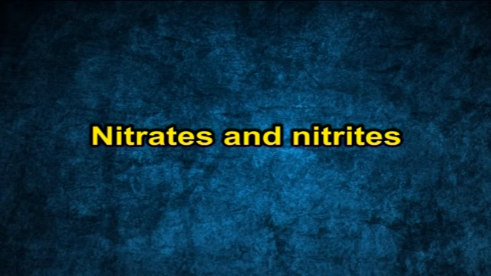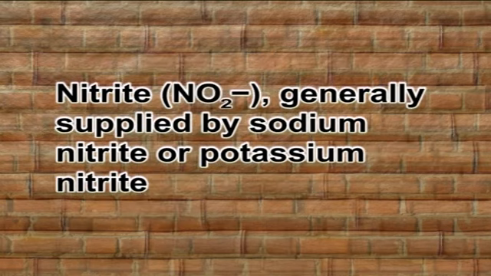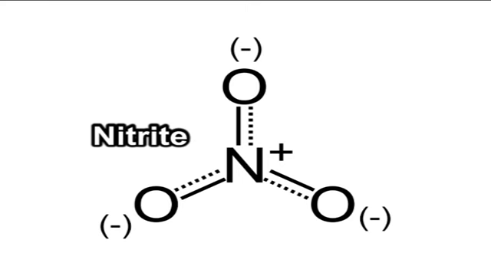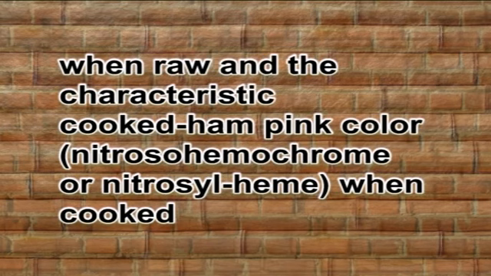Nitrates and nitrites. Nitrates and nitrites not only help kill bacteria, but also produce a characteristic flavor and give meat a pink or red color. Nitrite, which is NO2, is generally supplied by sodium nitrite or potassium nitrite. Nitrite further breaks down in the meat into nitric oxide, which is NO, which then binds to the iron atom in the center of myoglobin's heme group, reducing oxidation and causing a reddish brown color, which is nitrosomyoglobin when raw, and the characteristic cooked ham pink color, which is nitrosohemochrome or nitrosyl heme when cooked.